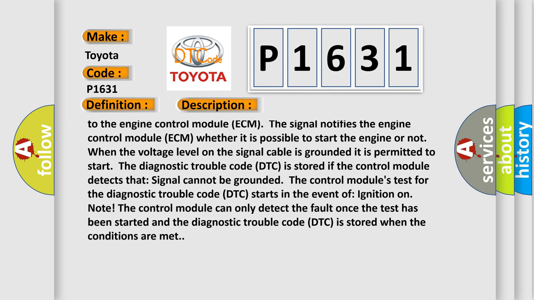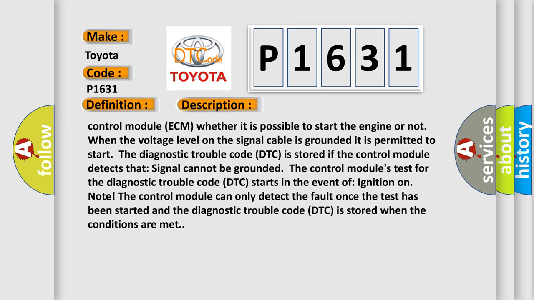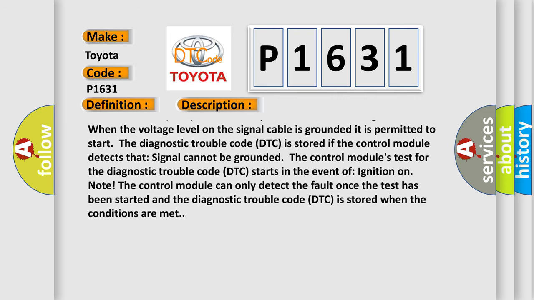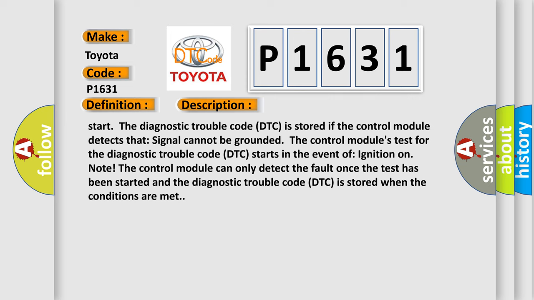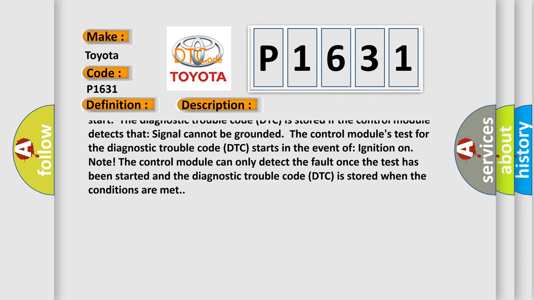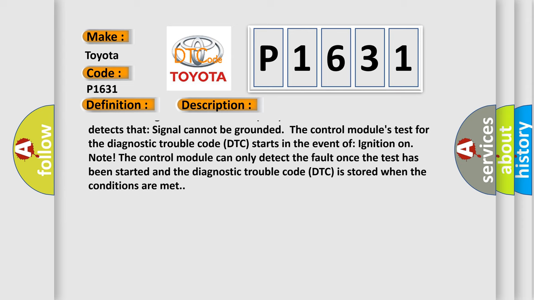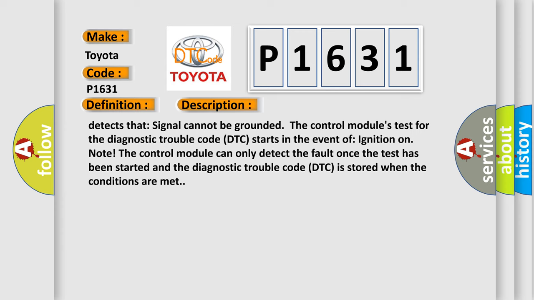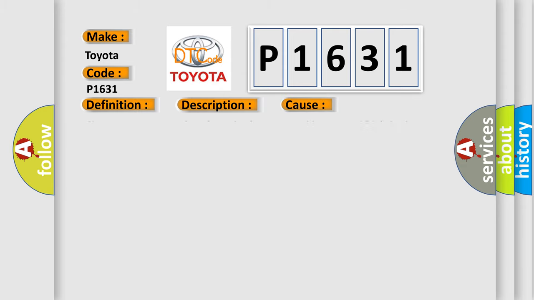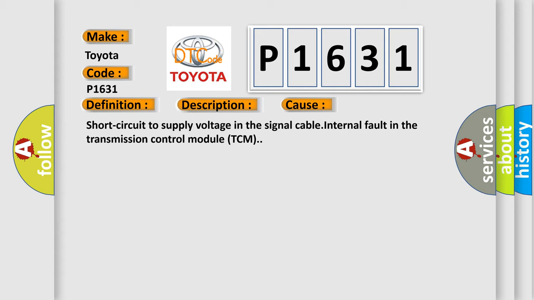When the voltage level on the signal cable is grounded, it is permitted to start. The diagnostic trouble code DTC is stored if the control module detects that the signal cannot be grounded. The control module's test for the DTC starts when the ignition is on. The control module can only detect the fault once the test has been started, and the DTC is stored when the conditions are met. This diagnostic error occurs most often in these cases: short circuit to supply voltage in the signal cable, internal fault in the transmission control module TCM.